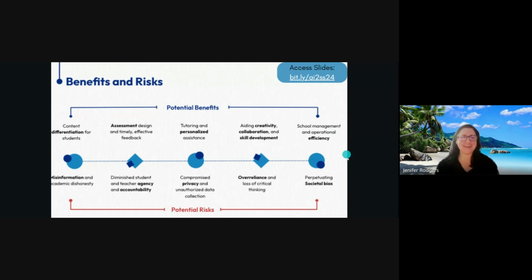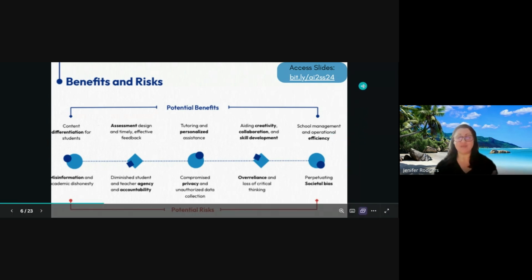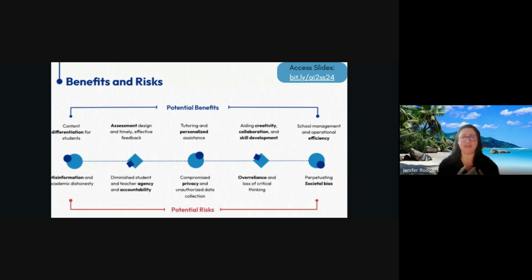2022, there was a lot of concern about its potential risks, especially. And there was also, people started identifying potential benefits for this in education, such as being able to differentiate content for students and to meet their learning needs, potentially tutoring and personalized assistance, helping with assessment design and effective feedback, and also just general efficiency of working in the education system.